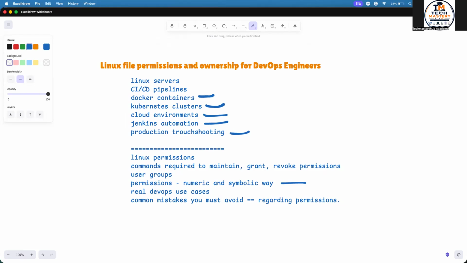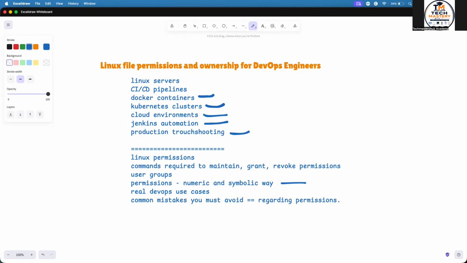Watch this video till the end because this is one of the most important Linux topics for every DevOps engineer, because these commands you need to use on a daily basis during troubleshooting or fixing any problem. You may face issues in Linux servers, CI/CD pipelines, containers, Kubernetes. Wherever you face an issue, even in troubleshooting, you need to have a proper understanding of the permissions, the authority, and users. If you know these permissions properly, then you can fix any sort of issue in DevOps.